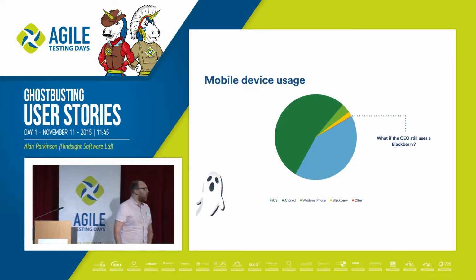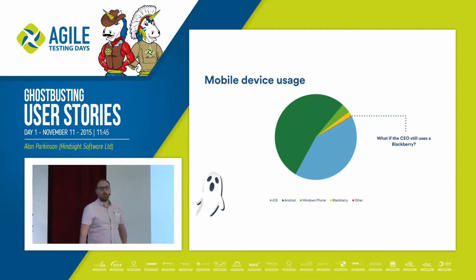So for an example of a ghost, I've got some mobile device usage stats. So we can see Android and iPhone are the dominant mobile devices that our software is supporting. But if we're an internal team, we could look at this and say, hey, perhaps when we're doing our testing, we only support Android or iOS. You know, the risk of other devices is pretty low. It doesn't really matter to our users.